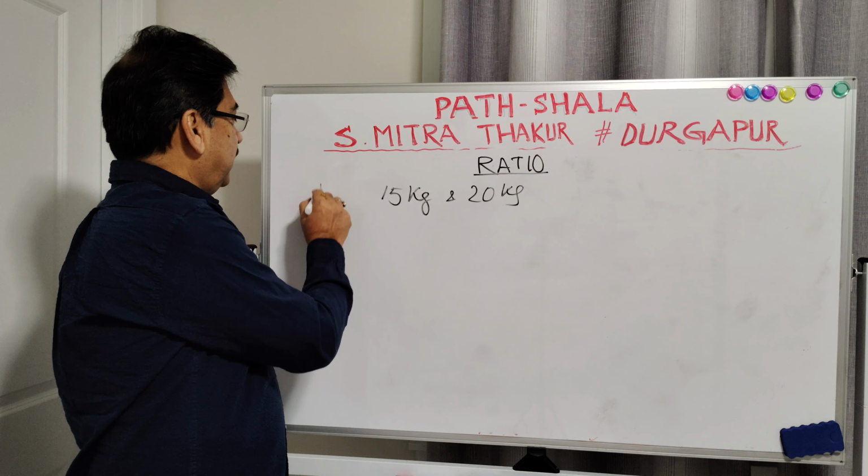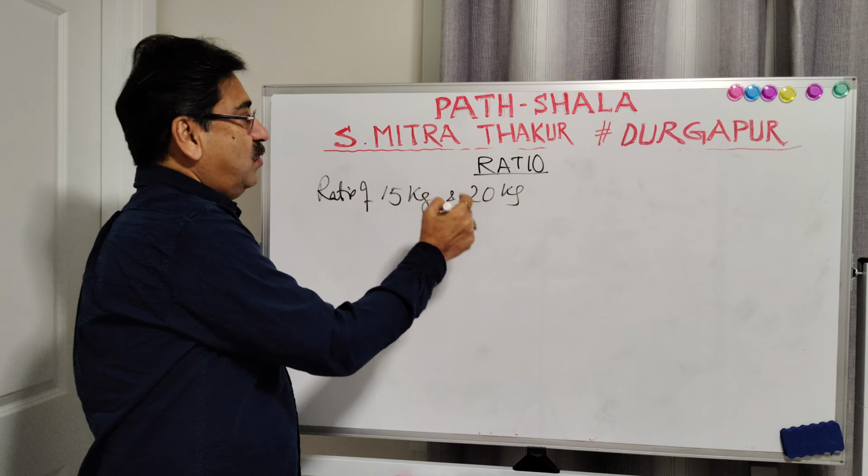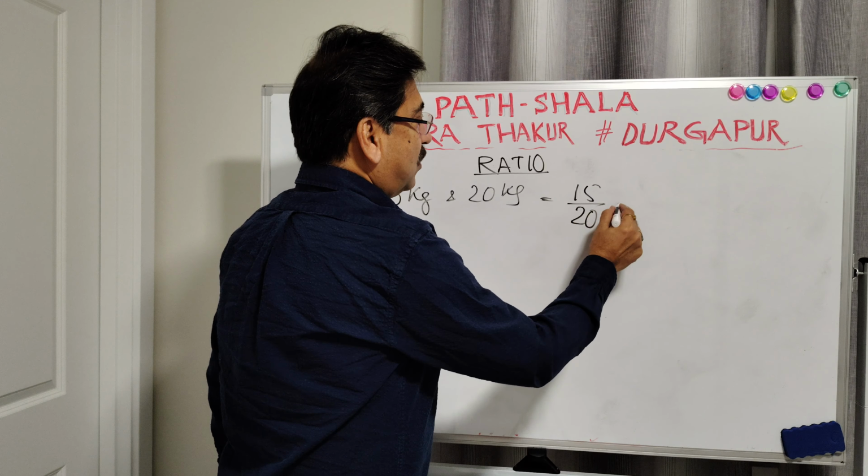What is the ratio of 15 kg and 20 kg? It is equal to 15 divided by 20. So you cut it and make it small: 3 by 4. So 3 by 4 is the ratio.